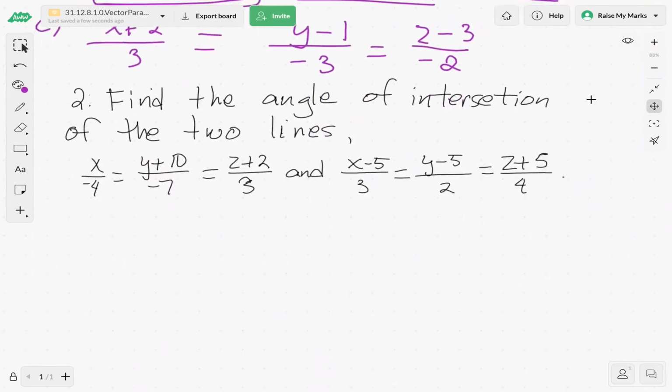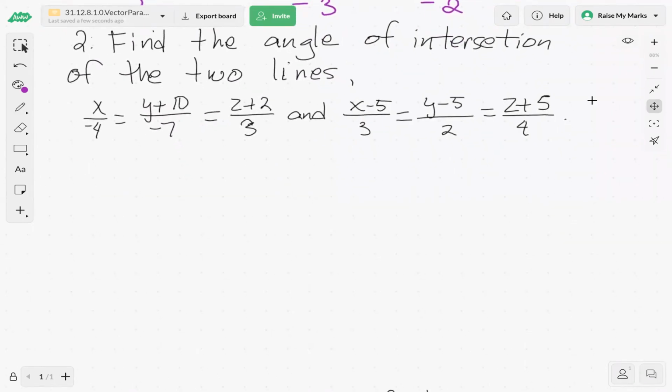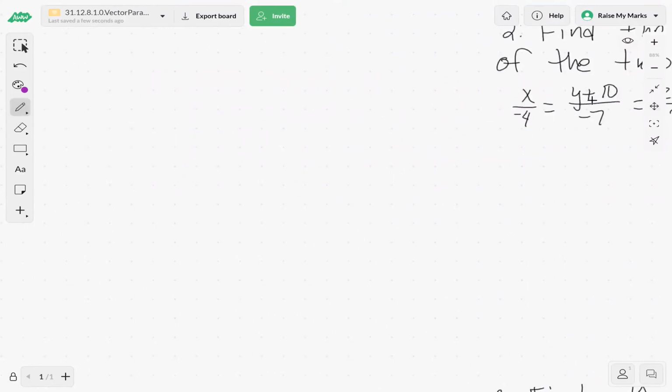All right, so number 2, let's have a look at this. Find the angle of intersection of the two lines. Well, let's think about this. Let's scroll over to the left. We have two lines. We'll find their angle of intersection. How can we do that?